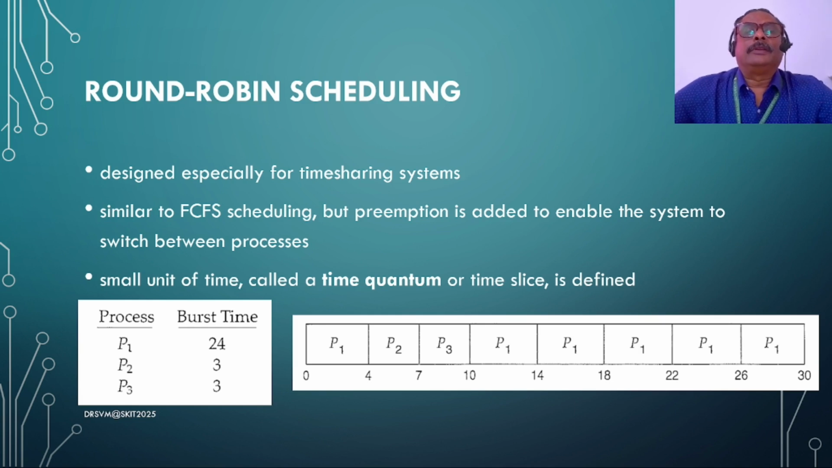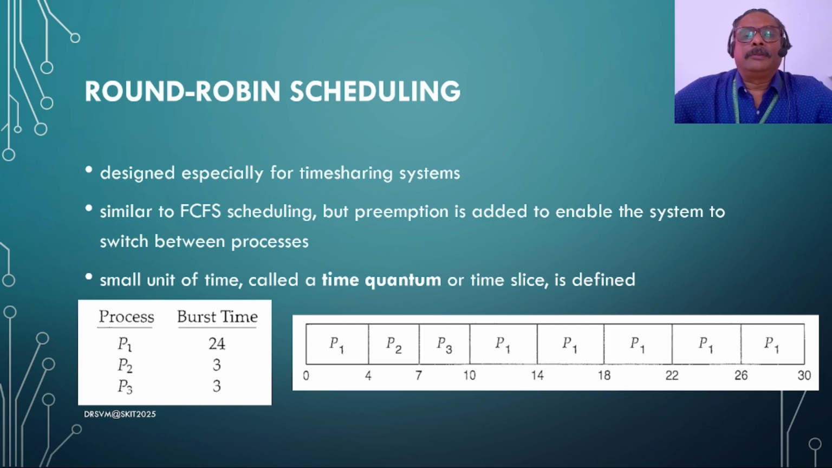So P2 gets the chance for 4 units of time, but P2 needs only 3 units. So after 3 units, P2 is done, and now P3 gets its chance for 4 more units of time, 1 quantum, but P3 also needs only 3 units of time. Therefore, after 3 units of time, P3 is also completed.